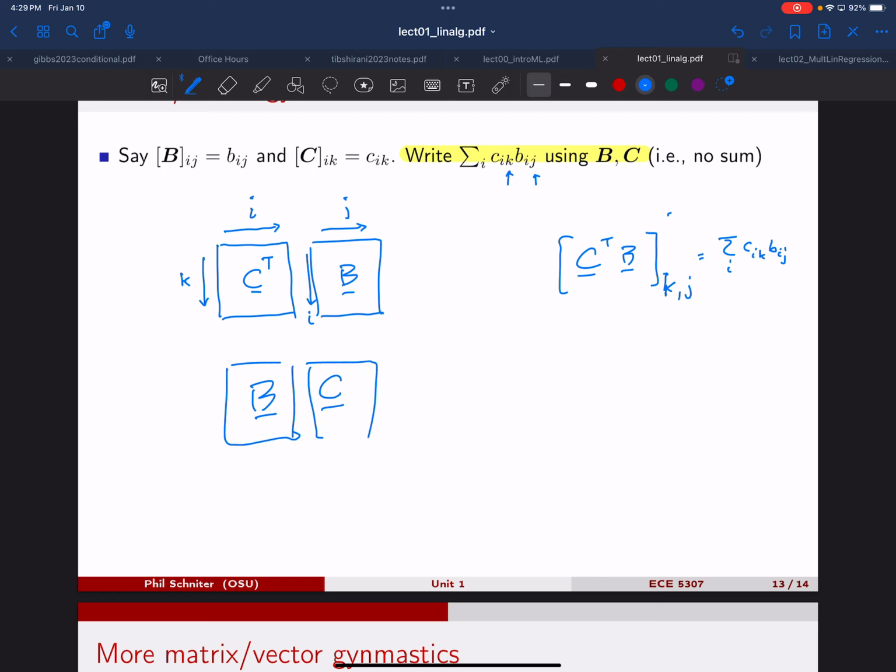And now, when you look at how B is formed, I is going down this way, J down that way, and then for C, I down the rows, and K down the columns. And you can see, once again, that there's a mismatch, that this is not matching that. But we can fix this problem by transposing B. And if I transpose B, then we have the I over here and the J over here.